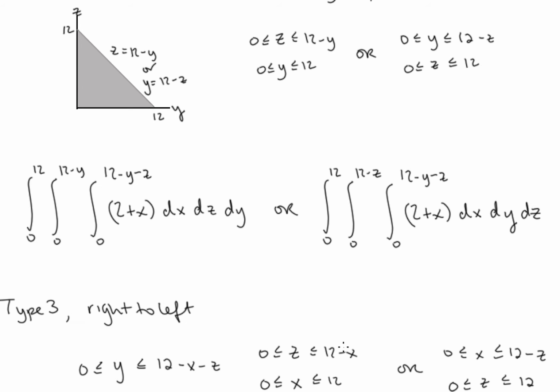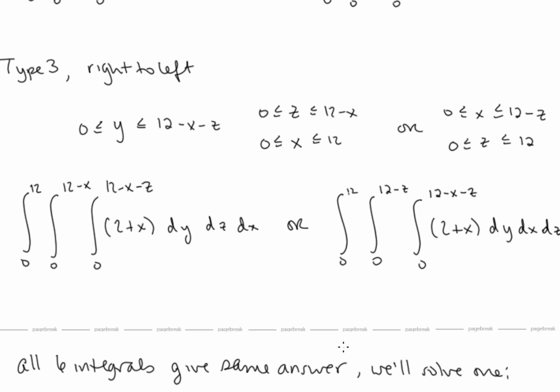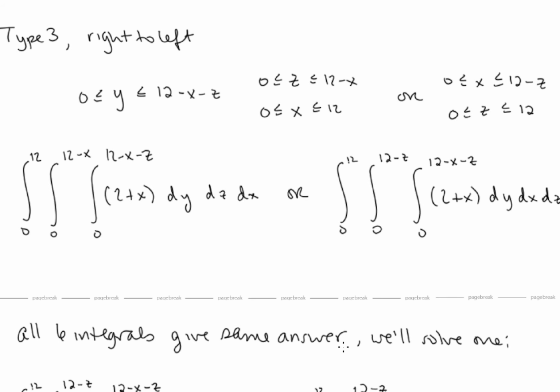We can also consider our solid to be a type 3 region, right to left, where our given plane is the right side of our solid, and the plane y equals 0, or the xz plane, is the left side of the solid. And once we describe the bounds for y, that'll be our inner integral, and then we take a look at the shadow that's cast in the xz plane.